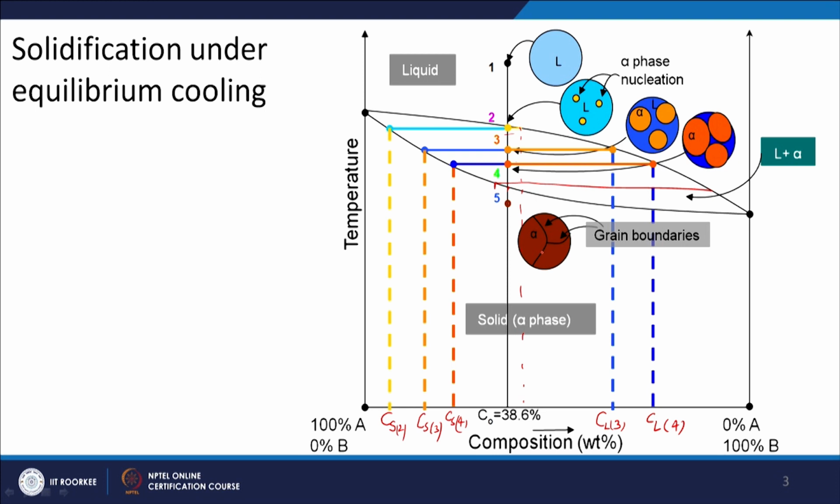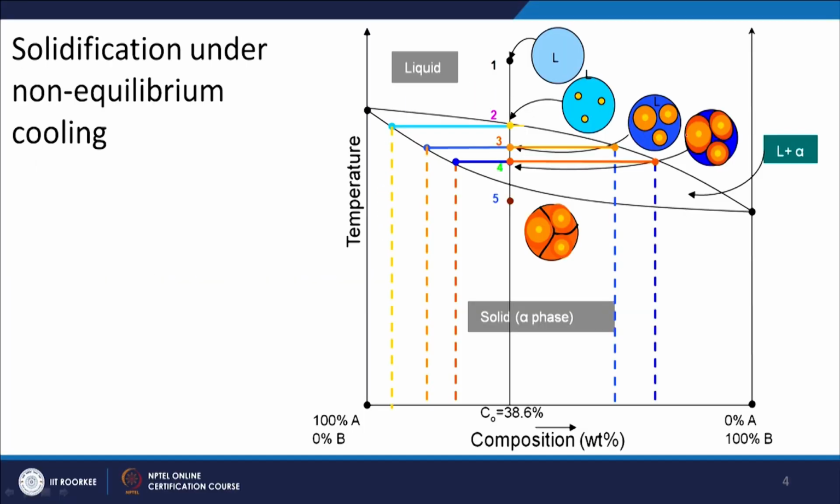and we may not be able to call it a grain boundary at this stage, but there is some boundary between the three different grains. That will be at point 5, and all the solute has now been redistributed according to the overall composition C naught. So you can see that at different stages the solid had different solute content. Equilibrium cooling means we are giving enough time for the solute to redistribute throughout the volume of that particular phase. This is how we do it under equilibrium conditions.